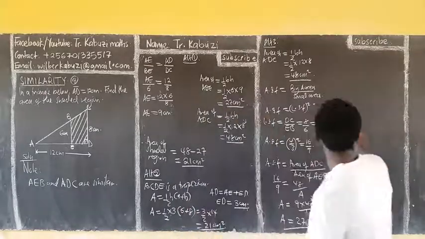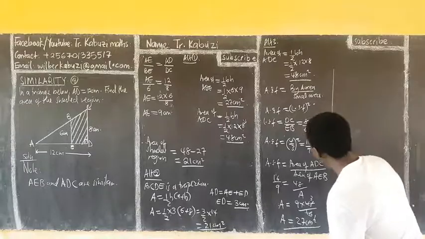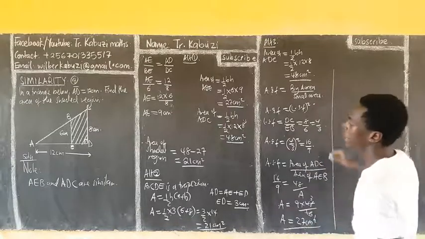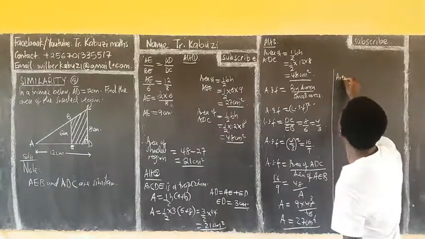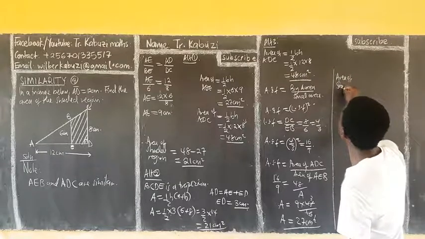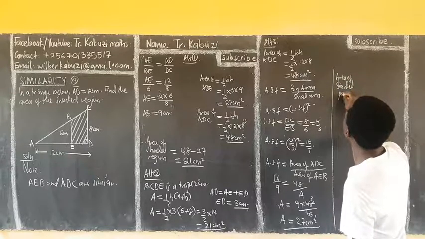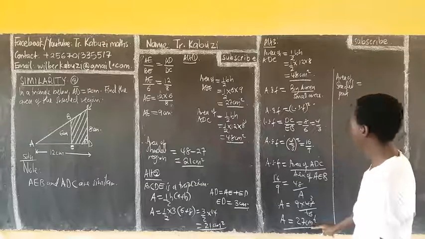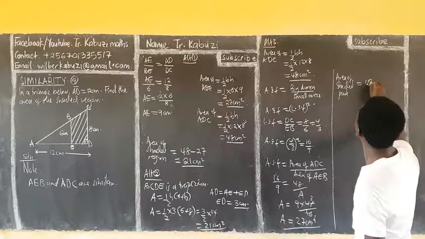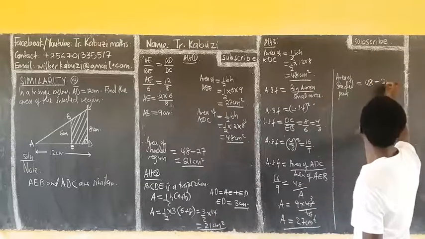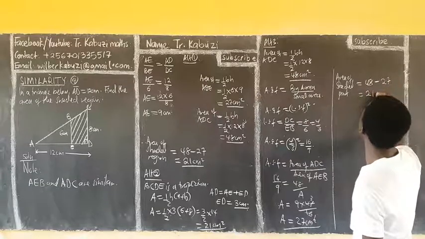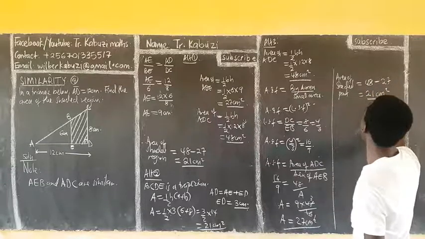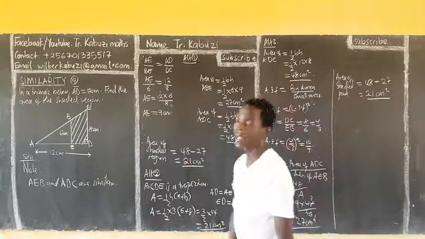Meaning that now I have the area of the small triangle. Therefore, the area of the shaded part is going to be the area of the big minus the area of the small, 27, which is going to give you 21 centimeters squared. I think that all the methods are giving you the same answer.